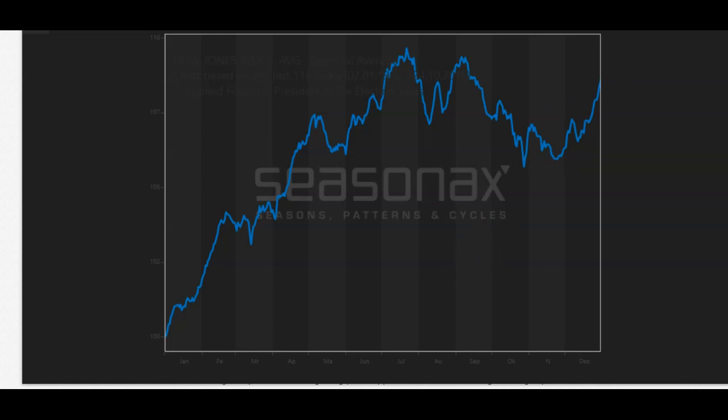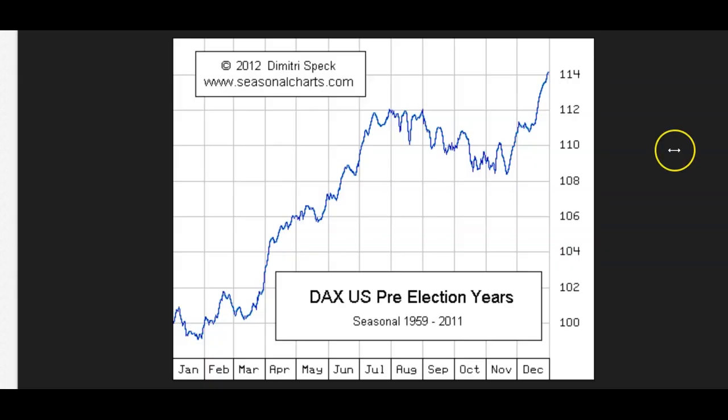And we can also have a look at the DAX. It's basically the same chart. This chart is from Dimitri Speck from seasonalcharts.com. It also considers the pre-election years of the US, and it considers the DAX. It's data from 1959 all the way up to 2011. You also see a low should come sometime here at the end of November. That is what seasonality tells us for this year.